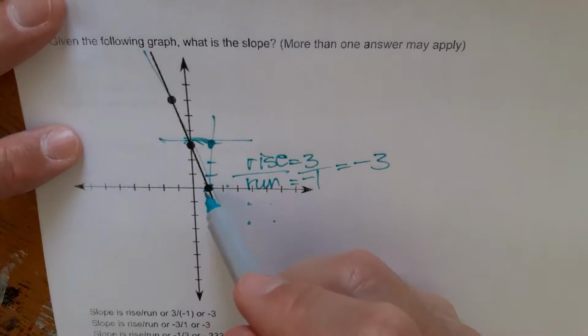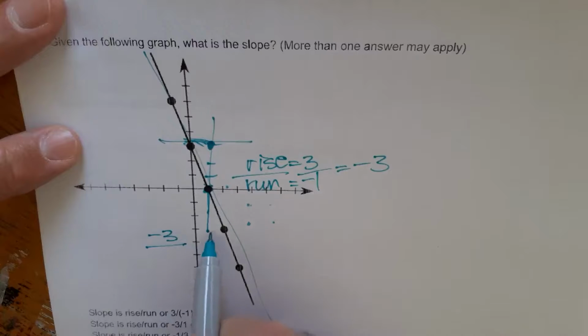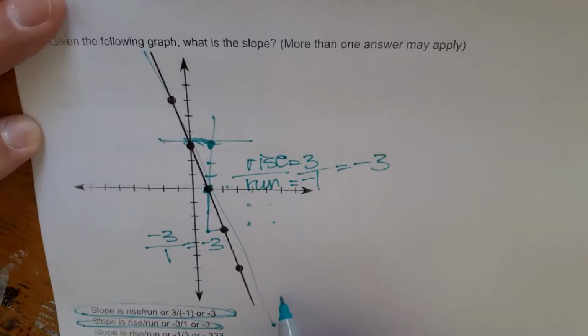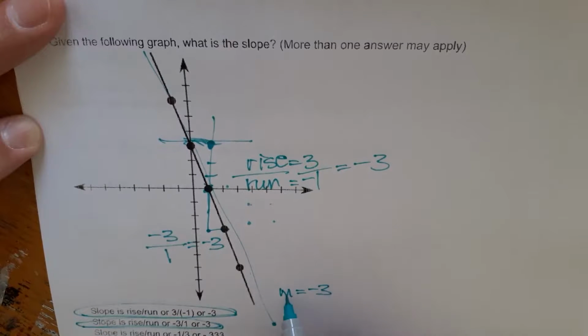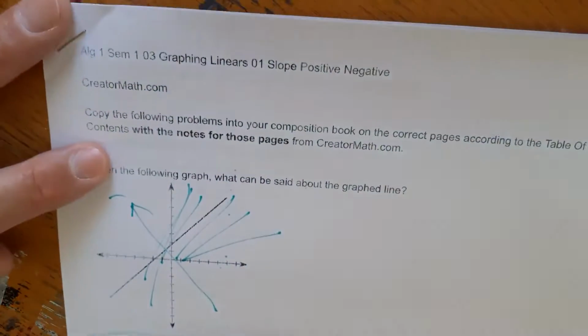And we could also start here and go down. That would be a rise of negative 3 and a run of 1, which equals also negative 3. So it could be 3 over negative 1, or it could be negative 3 over 1. Either one is going to generate a negative 3 slope. And remember, we could also say m equals negative 3 because m stands for slope. That is the variable we assign to slope.